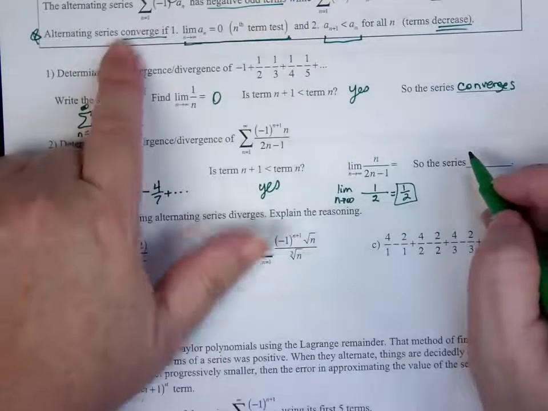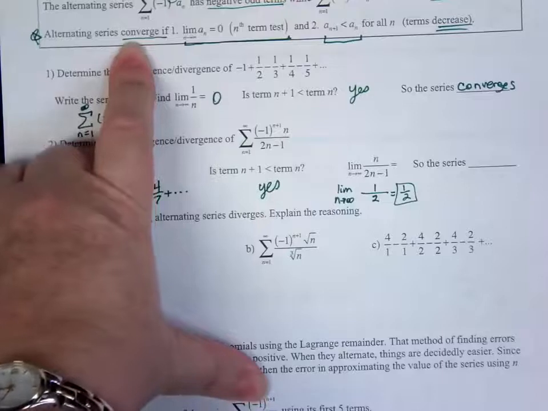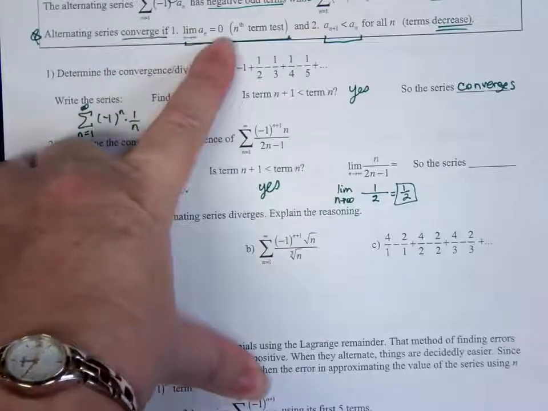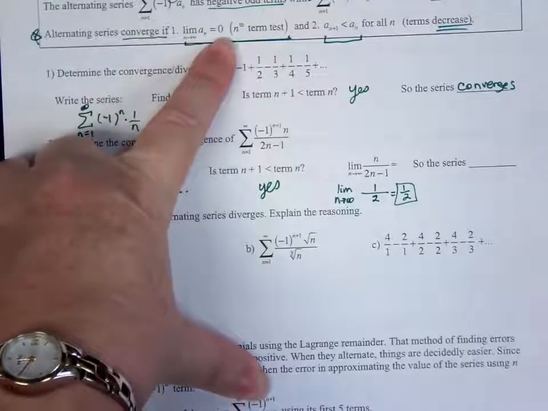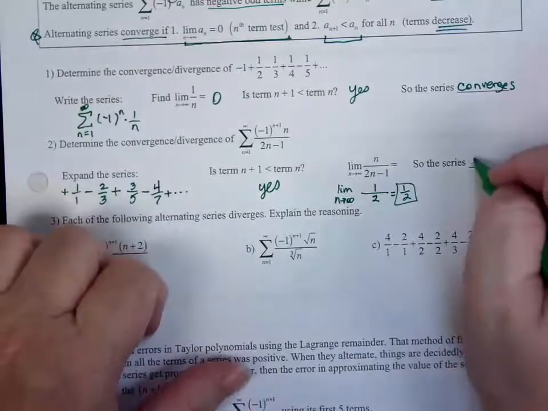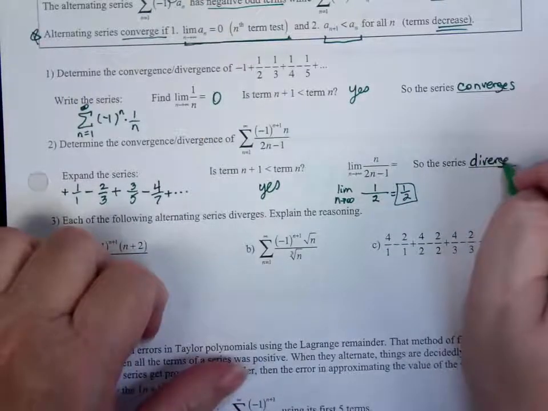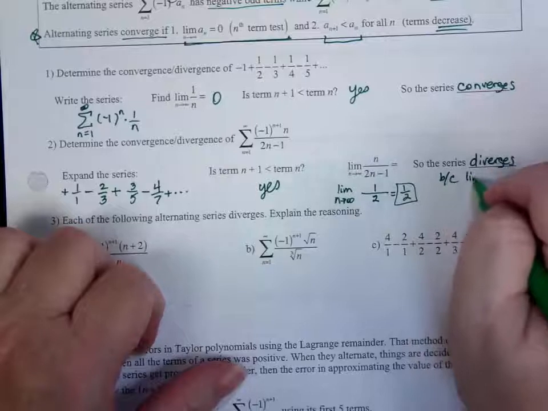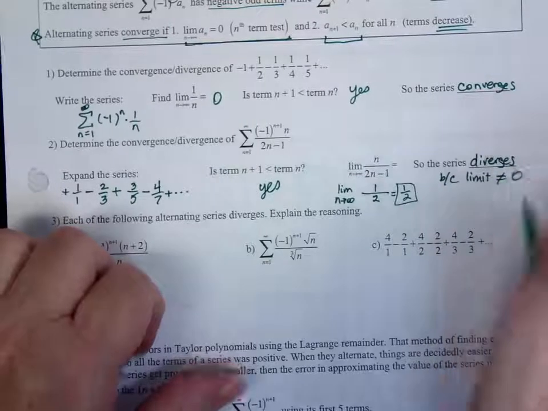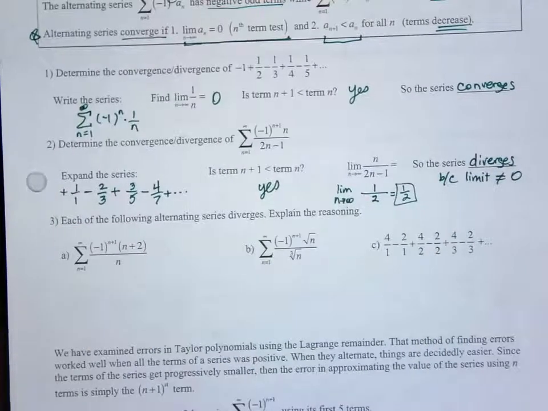Okay, look back at the list up here. Can you see this? It converges if the limit is what number? 0. Was the limit 0? No. So the series diverges because the limit did not equal 0. I got a limit, but in the alternating test, it must be 0. It cannot be any other number.